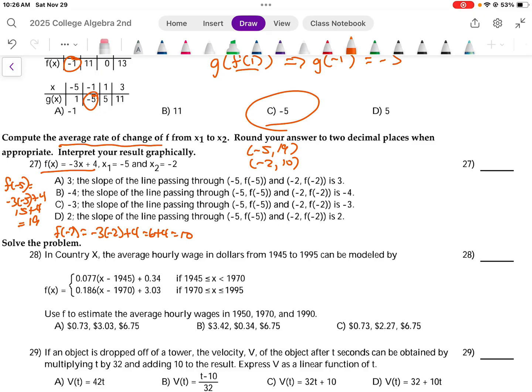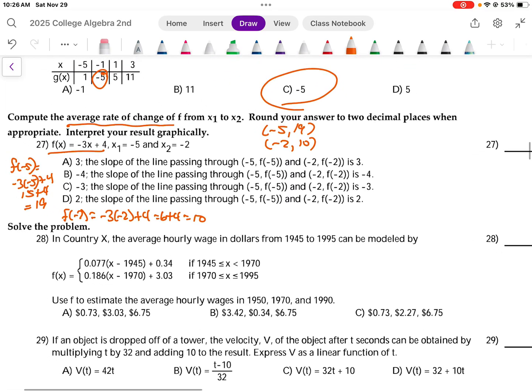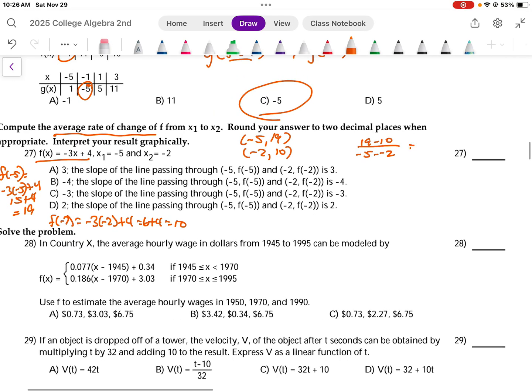So let's find the slope, and that should narrow down our answer choices. All right, so 19 minus 10 over -5 minus a -2. Again, I chose to start with the 19 first, so that means I had to put the -5 on first on the bottom, so that gives me 9 over, that'd be a -3, because it'd be -5 plus 2. So that's a -3. That means the answer's got to be that. That's the only one with a -3.